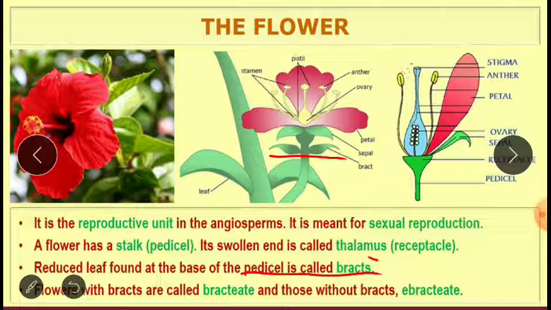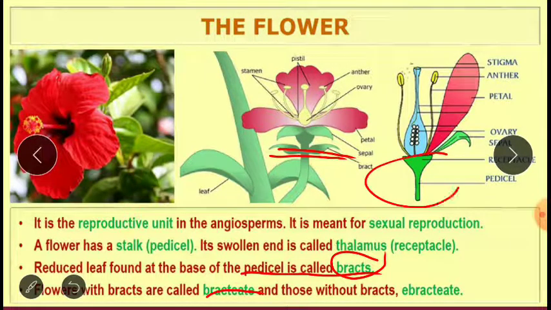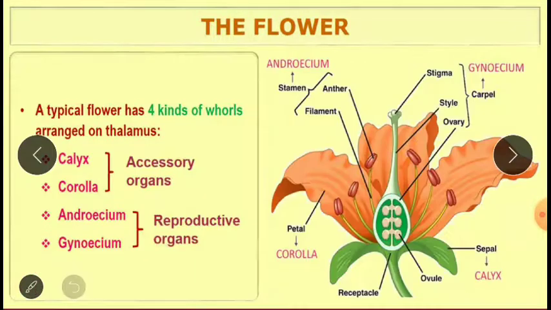They are called bracts. It is not necessary that all the flowers contain these bracts. Only some flowers have bracts. And hence the flowers which have these leaf-like structures at their base are known as bracteate, whereas those which don't have such bracts at their base are known as ebracteate. So those having bracts are bracteate, whereas those not having them are ebracteate.